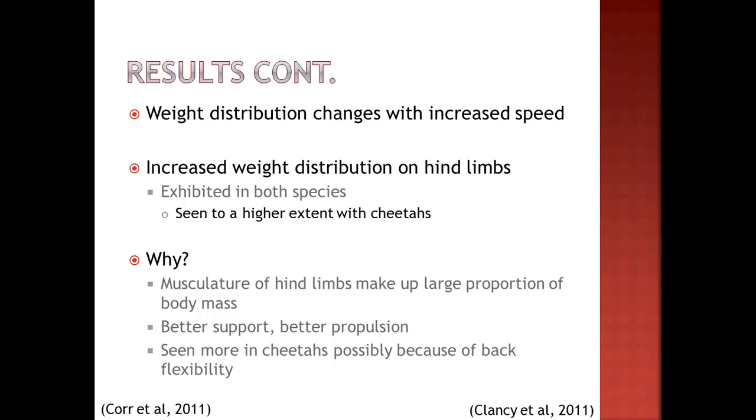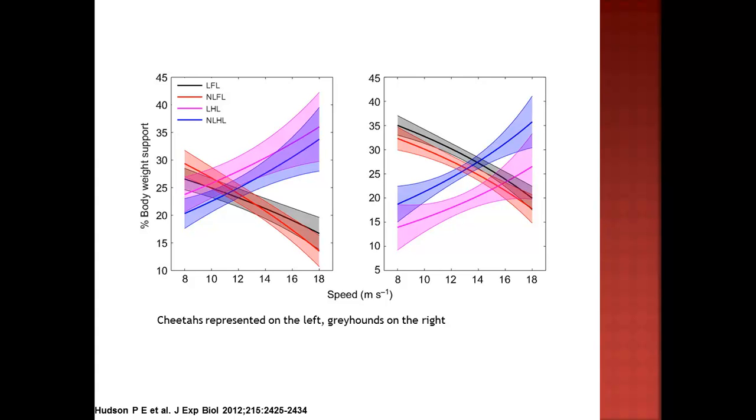It may be seen a little bit more clearly with cheetahs because of the flexibility that their back gives them. They can position their hind feet further forward during a stride than a greyhound can, and that will also give them better propulsion. These two graphs demonstrate what I was just saying about how they change their weight distributions on their limbs as speed increases. The cheetah data is on the left, greyhounds on the right.